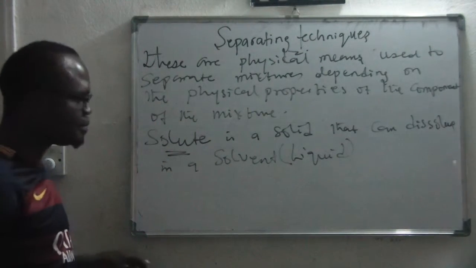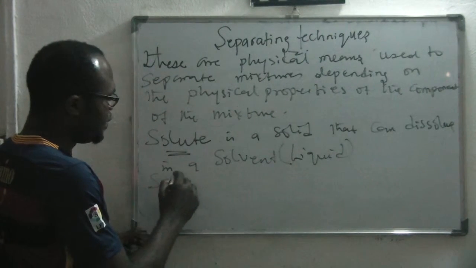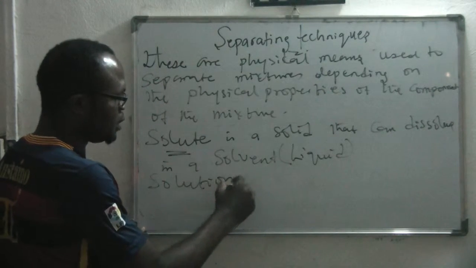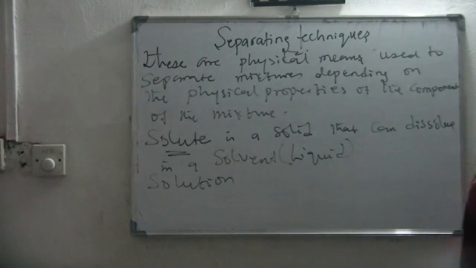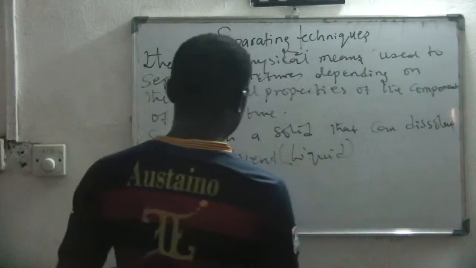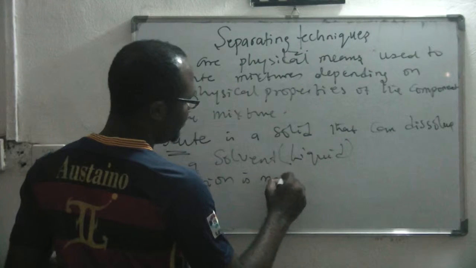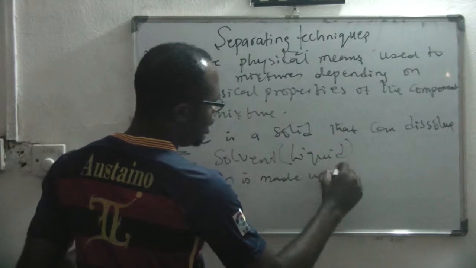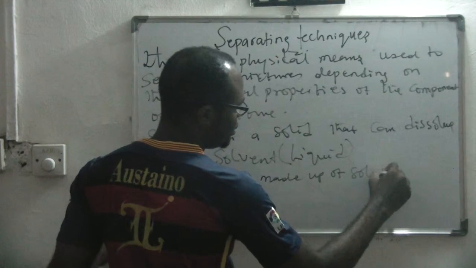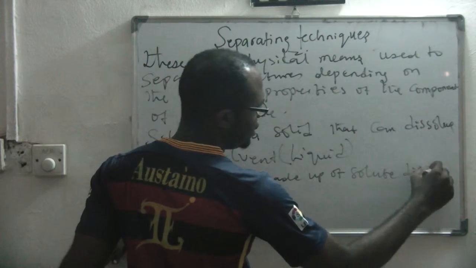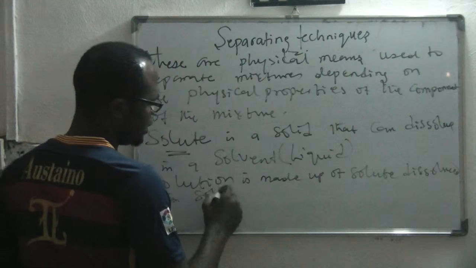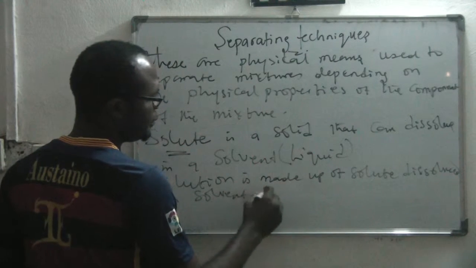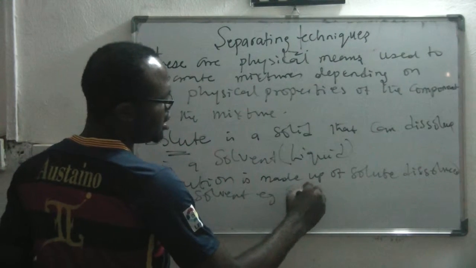So, when a solute dissolves in a solvent, we have what we call a solution. A solution is made up of a solute dissolved in a solvent, for example common salt.